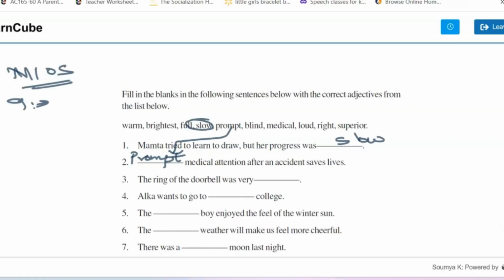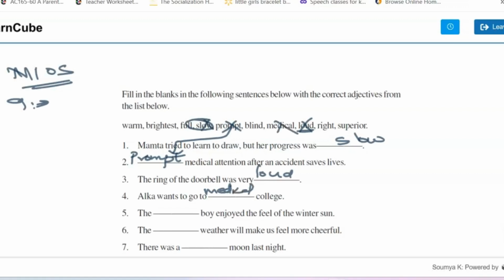Next one is the ring of the doorbell was very, how will it be, the sound may be very loud. So this loud matches here. So we have used these three. Alka wants to go to blank college. What kind of college does she want to go to? She wants to go to a medical college.